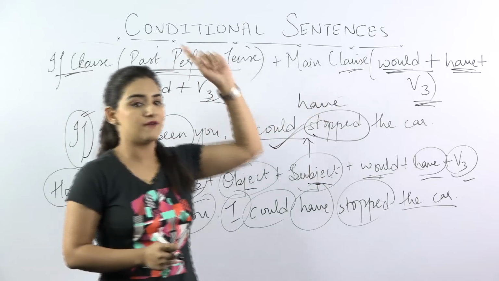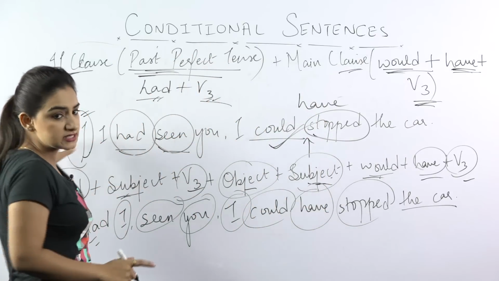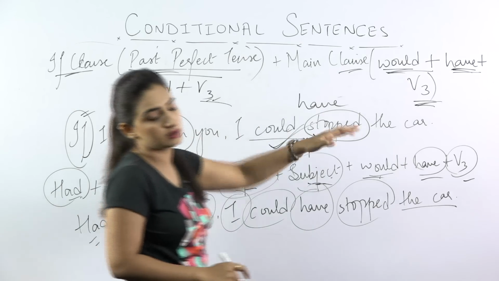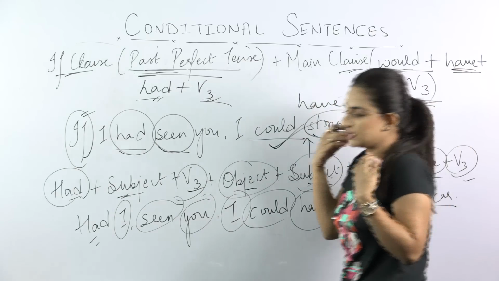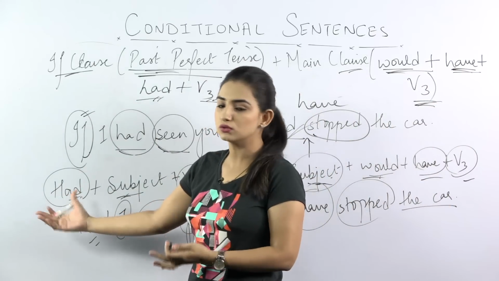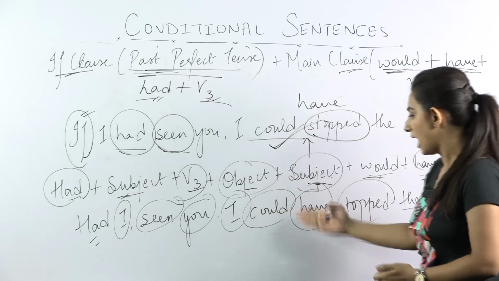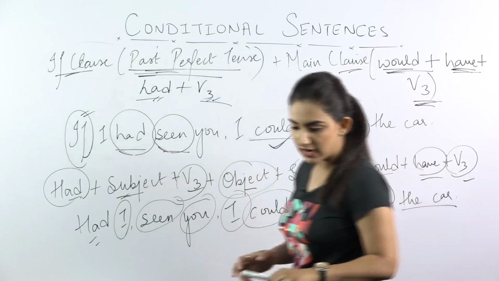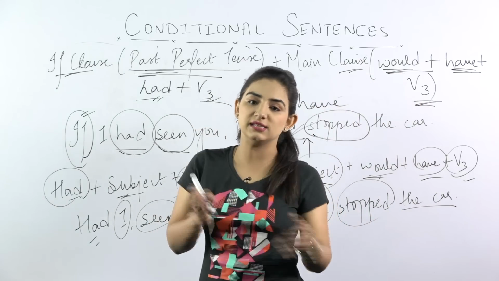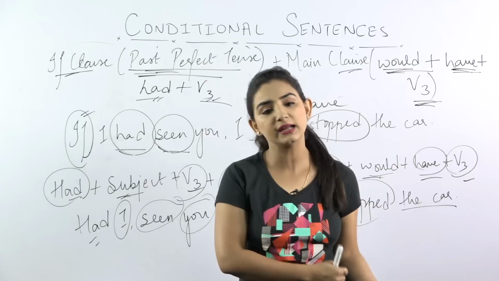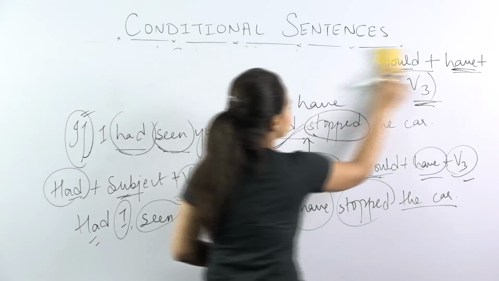Main clause will have would plus have plus V3. So you can either write the sentence like this: if I had seen you, I could have stopped the car. And if you don't want to write the sentence like this and you want to write the sentence starting with had, then you can also do that using had subject, that is had I seen you, I could have stopped the car. Had I seen, if I had seen. That's absolutely correct, Nidhi. जब हम लिखते हैं had I seen, that's equal to if I had seen. ठीक है? So here we end up with the conditional sentences.